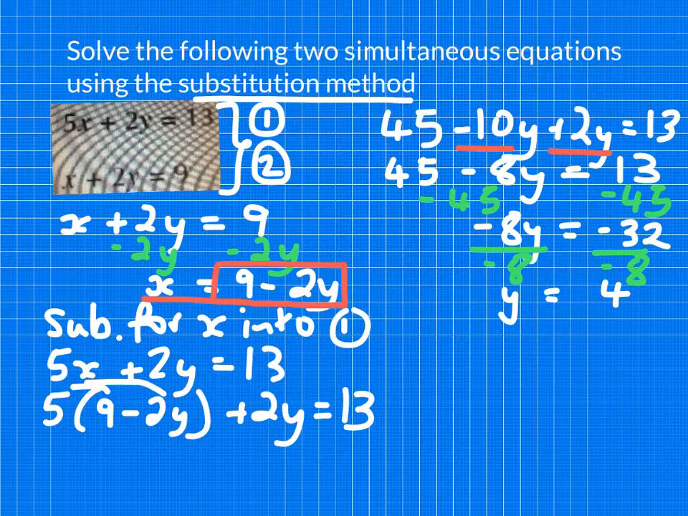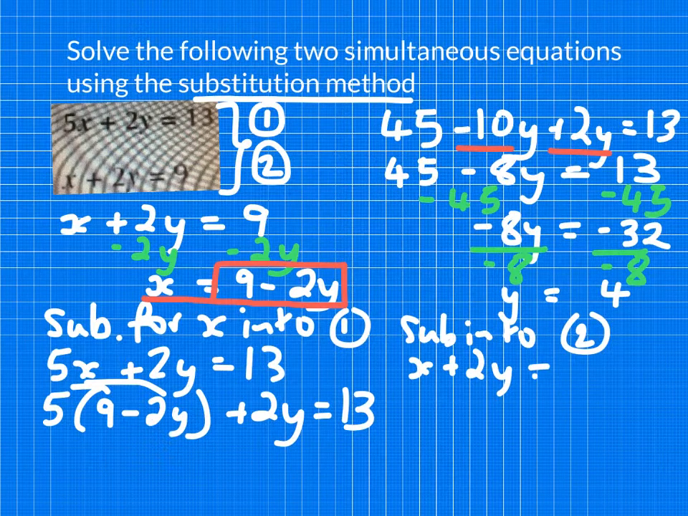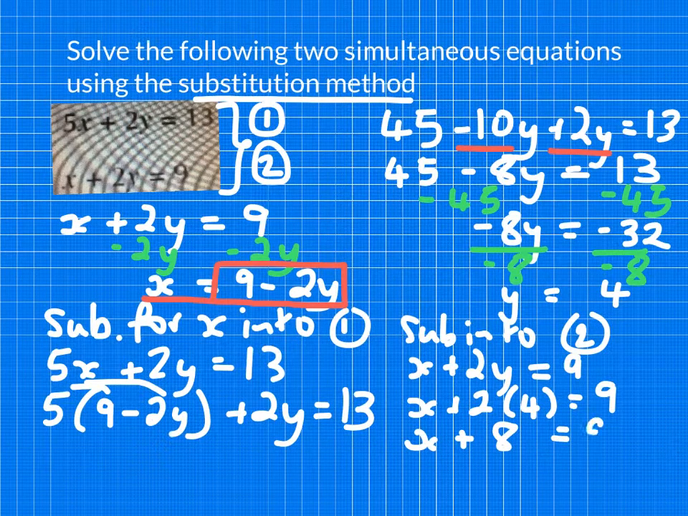Now we know that y is equal to 4, we can substitute into one of the equations to find x. Maybe we'd like to substitute into equation number 2 because it looks a bit simpler. x plus 2y is equal to 9. x plus 2 lots of y, which is 4, is equal to 9. x plus 8 is equal to 9. If we minus 8 off both sides, we can see that x is equal to 1.